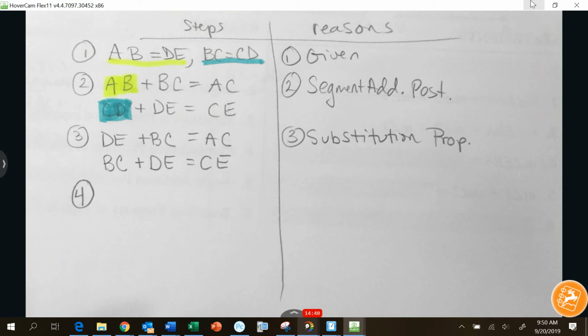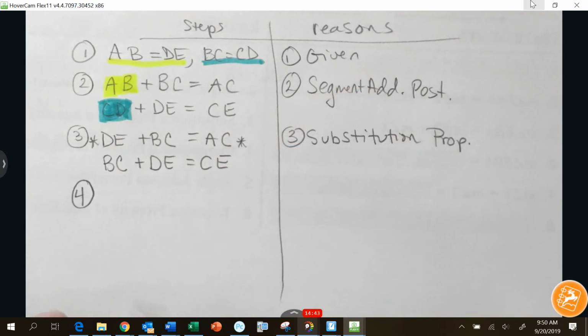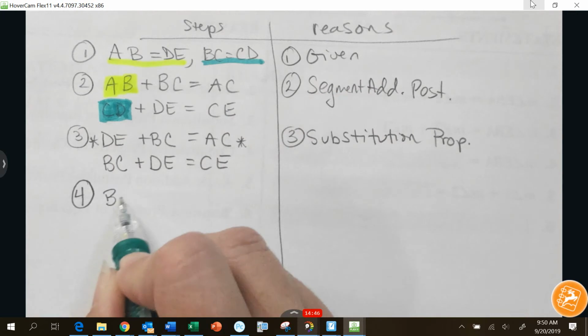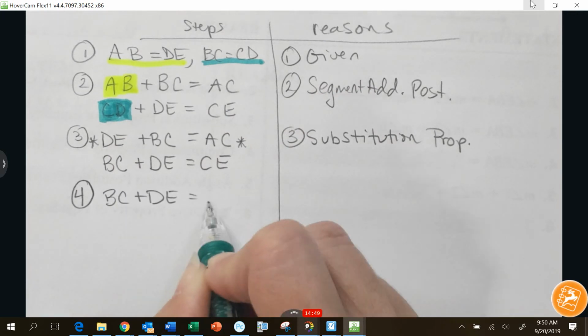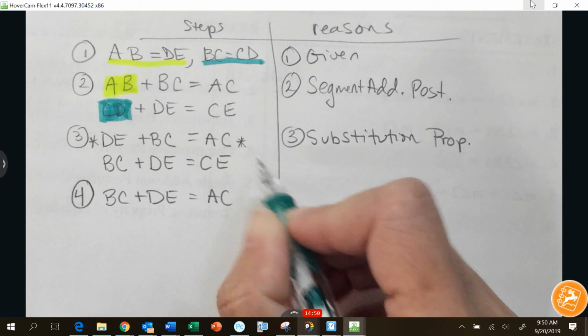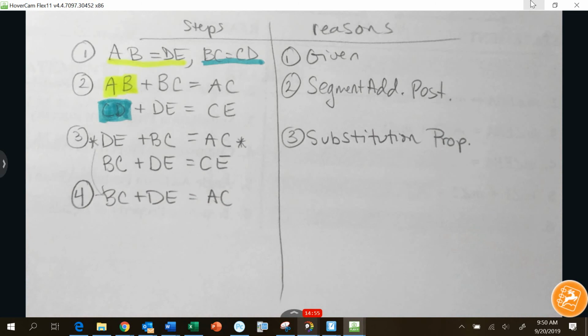I'm just going to do it to this equation here. I'm going to take that equation and rewrite it: BC plus DE equals AC. So I just took this equation and reordered it. Now, this would be a property we have not talked about this year, but you should have talked about in the past.